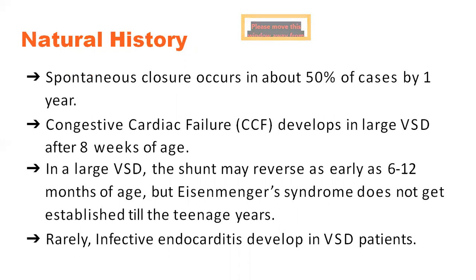Naturally, what happens is there is spontaneous closure in around 50% of cases by the first year, but congestive cardiac failure develops in large VSDs after 8 weeks of age. In large VSD, the shunt may reverse as early as 6 to 12 months of age, but Eisenmenger syndrome does not get established till the teenage years. So there would be compensation, but Eisenmenger will appear later on. Infective endocarditis rarely develops in VSD patients.